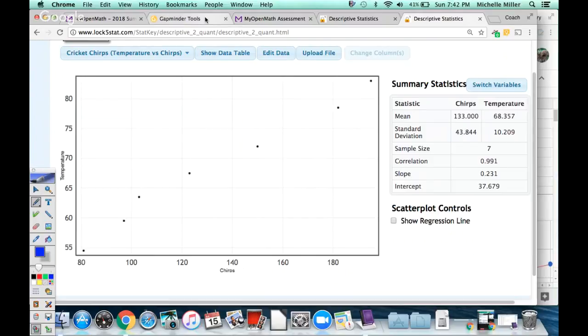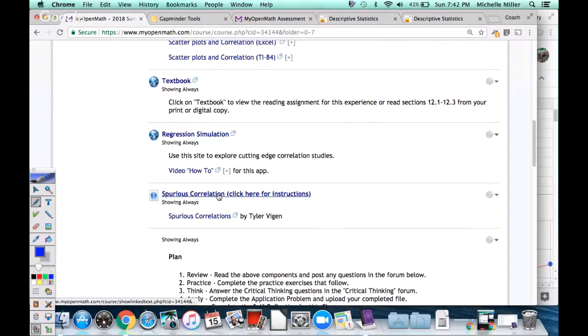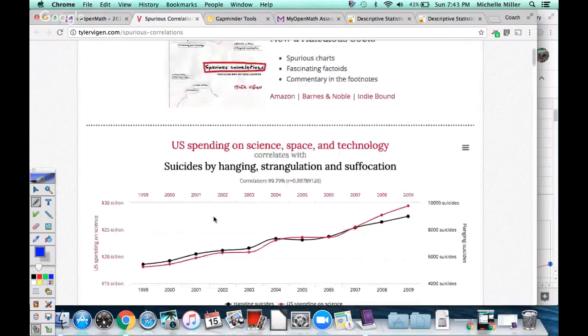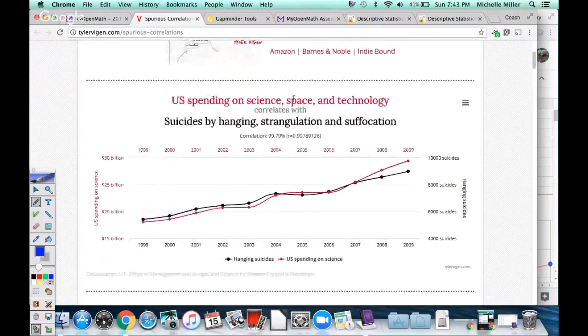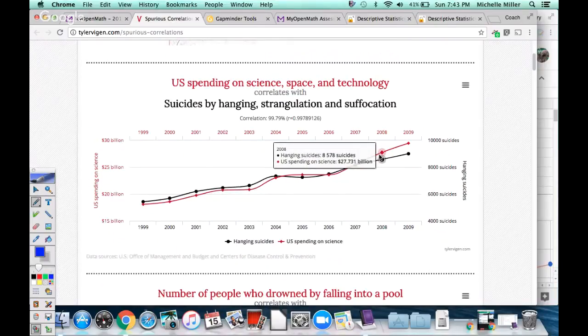So for example, if I take a look at the spurious correlations, there's instructions on how to play with that here, but I'm just going to go straight to his main website. Spurious means questionable. So here he has US spending on science, space, and technology versus suicides by hanging, strangulation, and suffocation. So the more hangings and suffocation, strangulation deaths there are, the more likely we are to spend money on science. That doesn't seem reasonable, right? That's nuts. But it turns out the two do increase together. Okay, so there is correlation here, but causation is questionable.